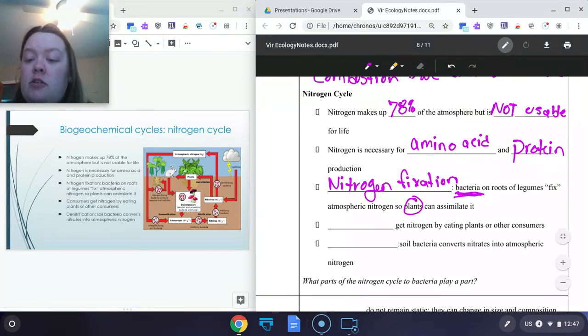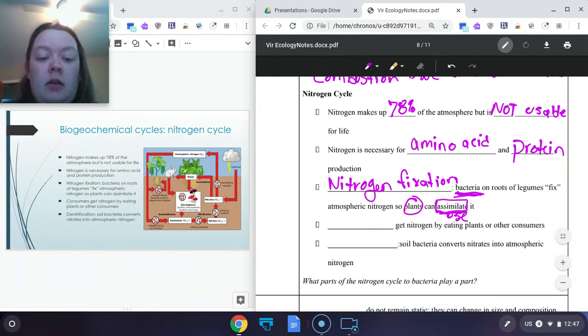can use it. So the word assimilate here that shows up just means so that plants can use it. It's just a fancy word so that plants can use it. The word assimilate just means plants can take it in and use it the way that it needs to be used in their body or inside of them. We don't really consider plants having a body.